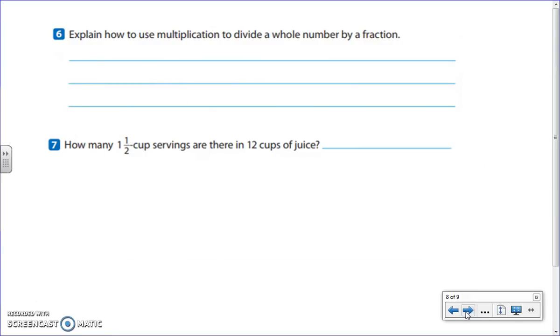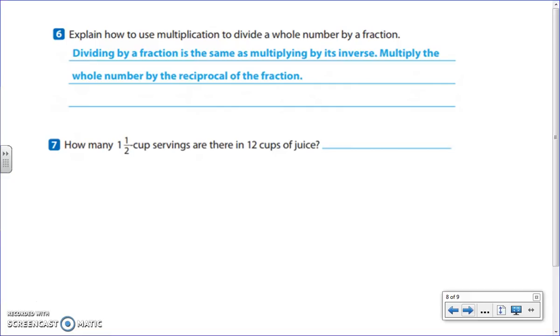Explain how to use multiplication to divide a whole number by a fraction. It says that dividing by a fraction is the same as multiplying by its inverse. So basically it's explaining the keep, change, flip method. It says multiply the whole number by the reciprocal of the fraction. So you keep the first one, you change the division to multiply, and you find the reciprocal, fancy word for flipping over the second fraction.